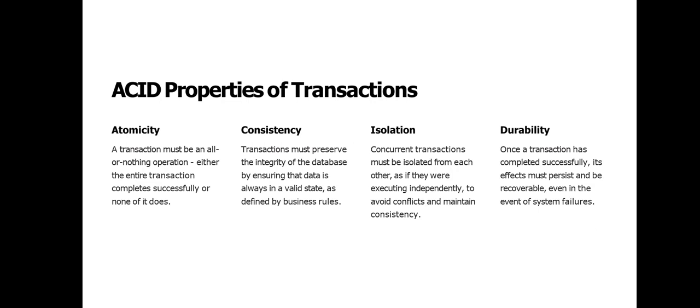ACID properties of transactions. A transaction should possess several properties, often called the ACID properties. The first property of transactions is atomicity. A transaction is an atomic unit of processing and it is either performed entirely or not at all. The atomicity property requires that we execute a transaction to completion. It is the responsibility of the transaction recovery subsystem of a database management system to ensure atomicity. A transaction must be an all or nothing operation: either the entire transaction completes successfully or none of it does.